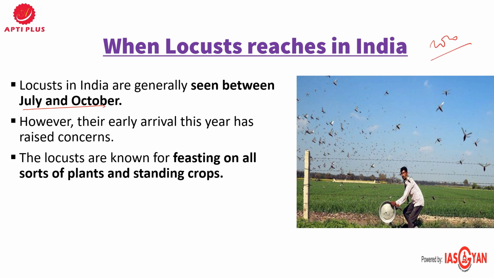Fine. And they have been impacting all sorts of standing plants. So there's no specific plant which they attack, but they attack all standing plants. As you can see in the picture, a farmer is trying to protect his farm from the locust swarm, but it is impossible to prevent it, right?